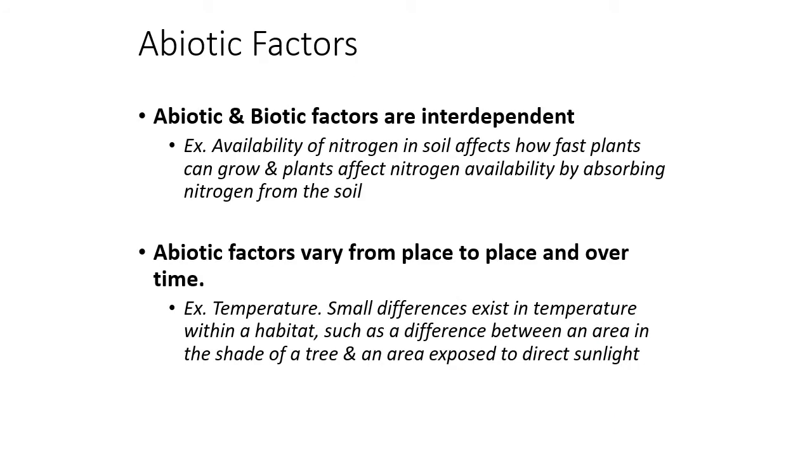Abiotic and biotic factors are interdependent, meaning we depend on each other. So the example that we have here is the availability of nitrogen in soil affects how fast plants can grow. And plants affect nitrogen availability by absorbing the nitrogen from the soil. So to give a good example of this, we have a plant, and that plant is going to absorb nitrogen from the soil.